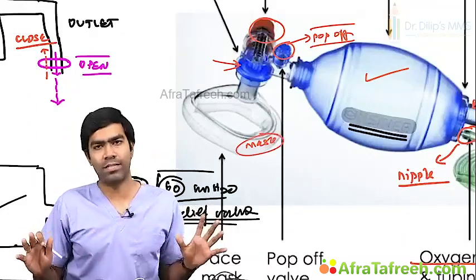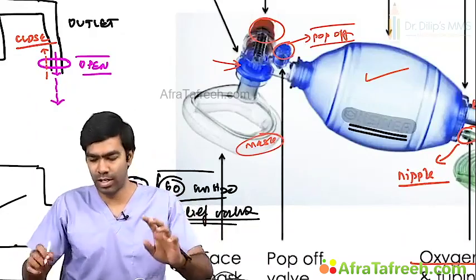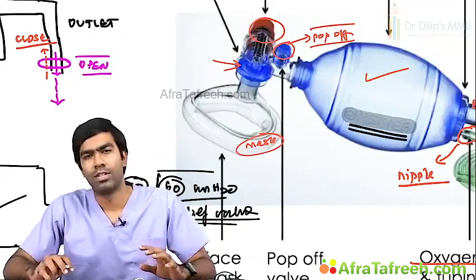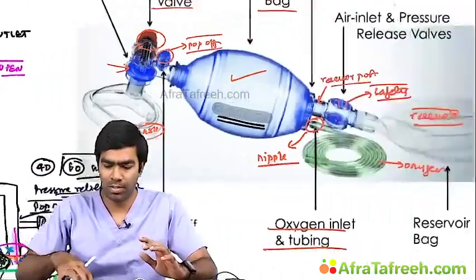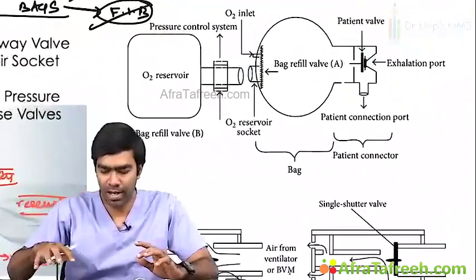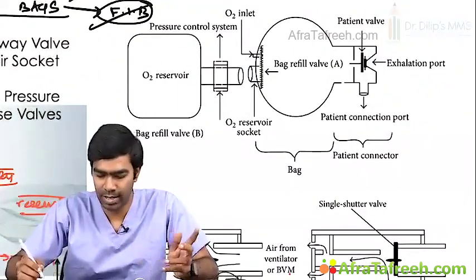Mask should be extremely tight fitting. Very important. So it should not leak the pressure out. So this is very easy to use. Ambu. These are the parts of the Ambu. And this is a line diagram again. You can see the same thing.